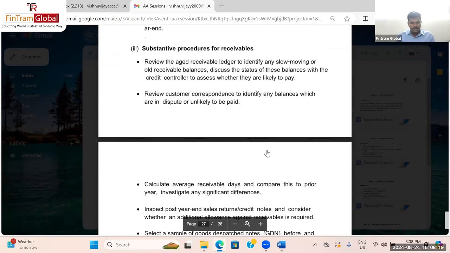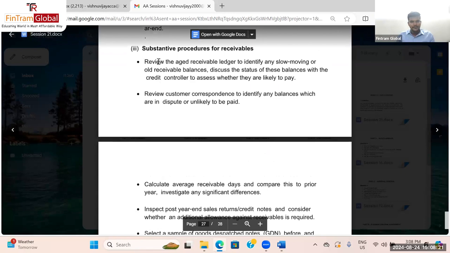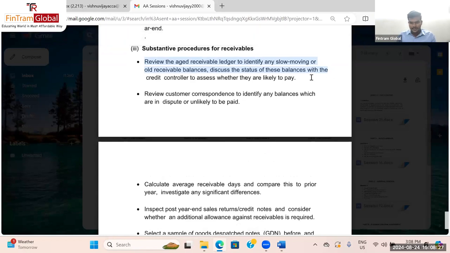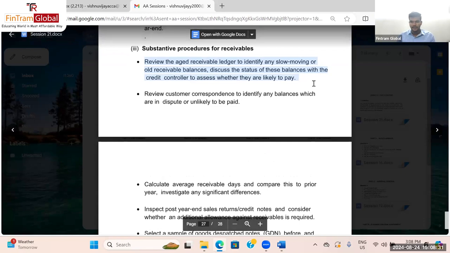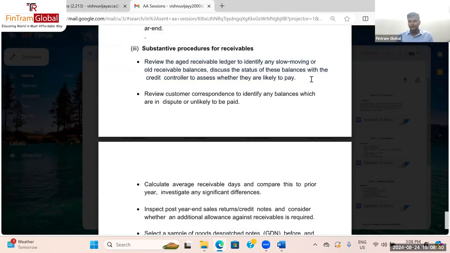I'll just read out the answers once. Yeah. You can review the aged receivables ledger to identify any slow moving or old receivable balance. Discuss the status of these balances with the credit controller to assess whether they are likely to be paid or not. Because there is a risk that there might be bad debts or something hidden, right? So we can have a look at the aged receivables ledger to identify those to a certain extent.